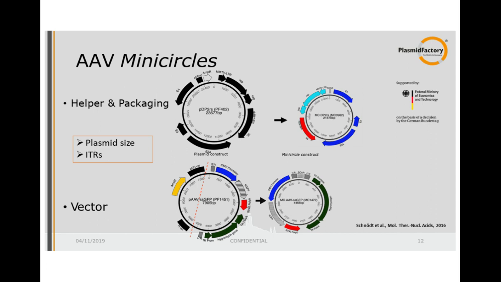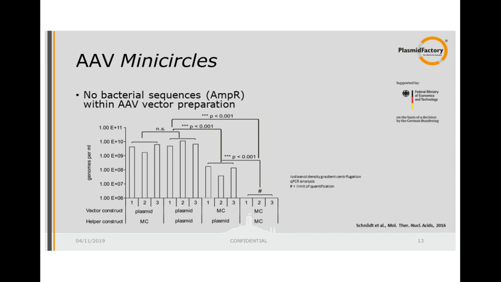The dotted line shows, like before, the part that we do not want to have, and also this is a minicircle on the right side, which does not contain the origin of replication and also does not contain the antibiotic resistance. So we have 2 minicircles then, instead of 2 plasmids. They are a little bit smaller now than the plasmids, and they are used for co-transfection.